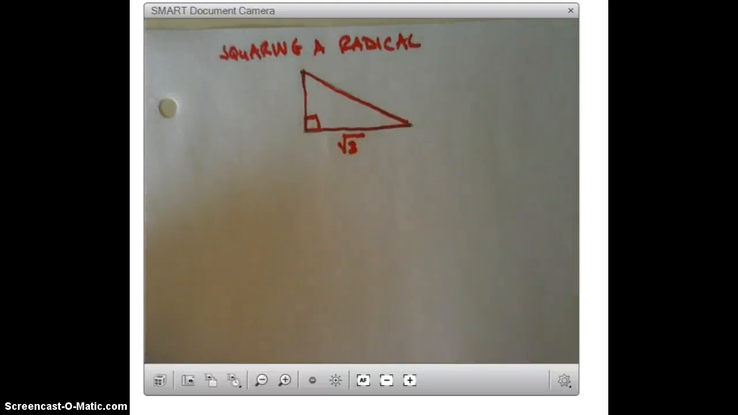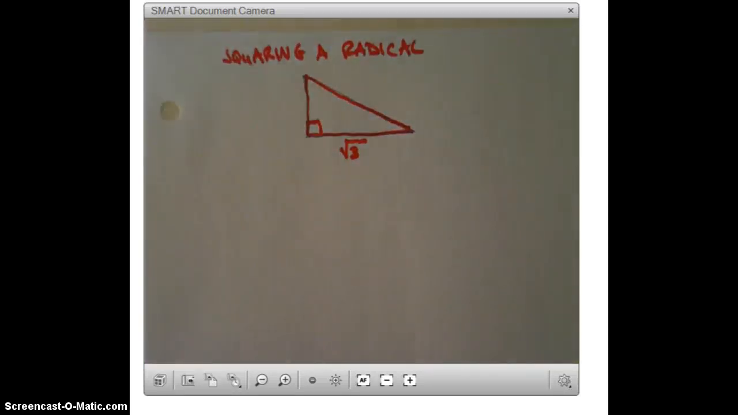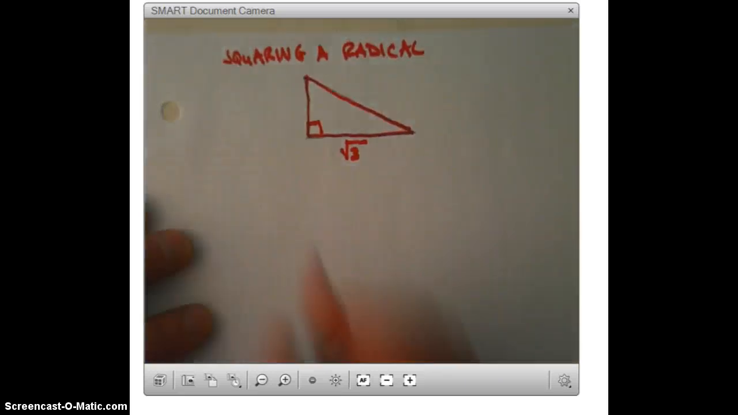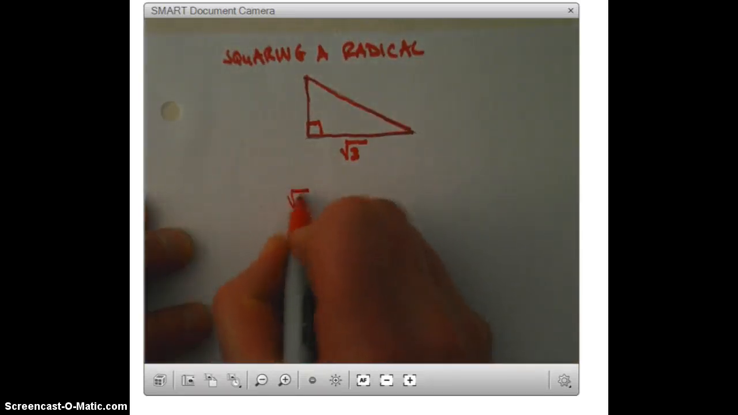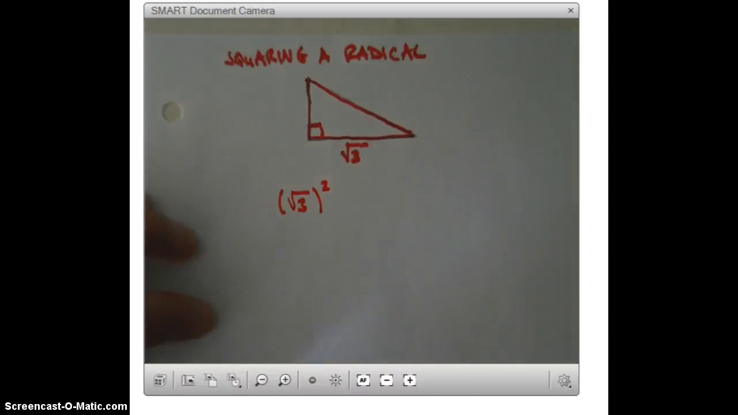One of the things that you're going to have to do a fair amount of in the near future is to square radicals. You might get the length of one side of a right triangle as root 3, and when you plug that into the Pythagorean theorem, you're going to need to square it. So let's take a number like the root 3 and square it. It's always a good idea to use parentheses so you see what's actually being squared.